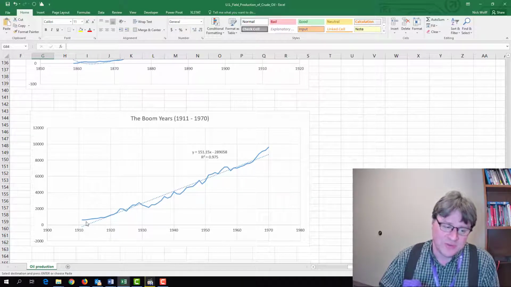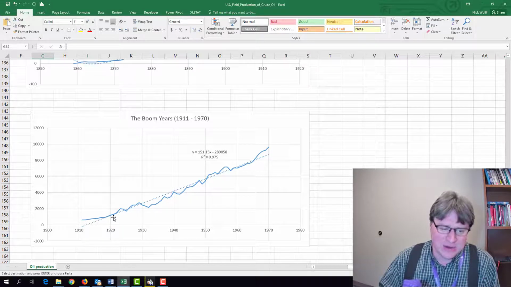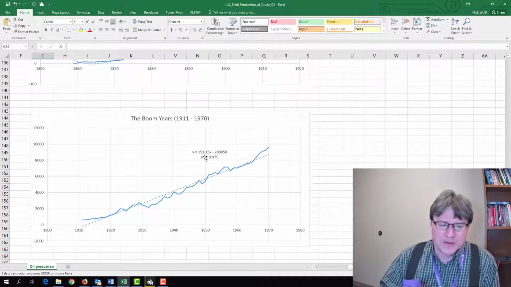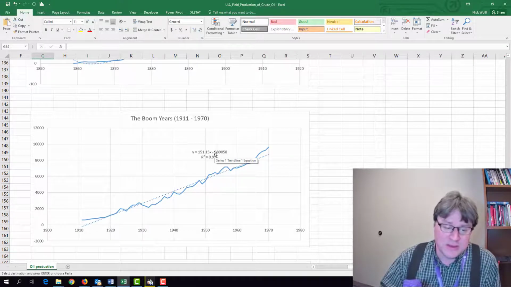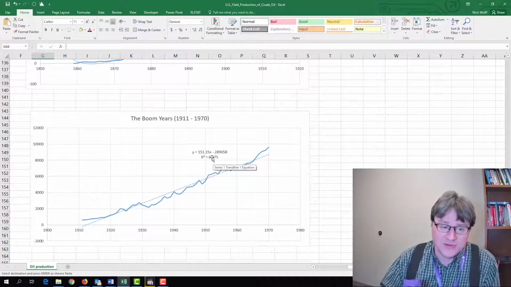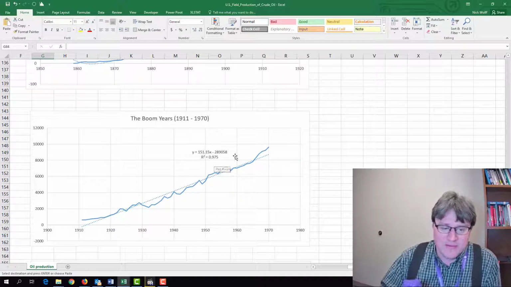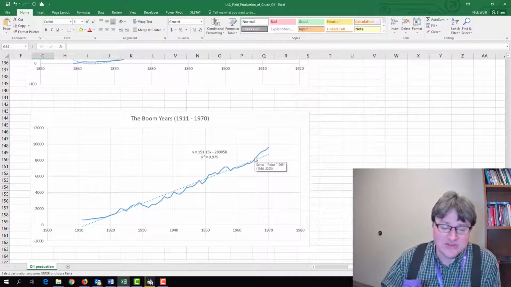In this case, between 1910 and roughly 1970, for the most part, growth is generally linear, as a general rule. And in this case, basically every year we would expect to see output increase by 151,000 barrels per day, and this relationship has an R squared of 97.5. So 97.5% of the data set has been explained by this linear relationship.